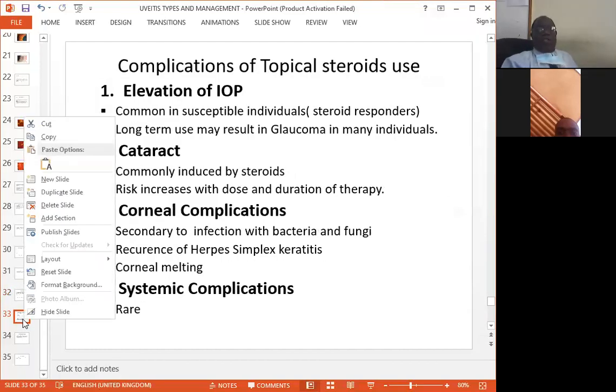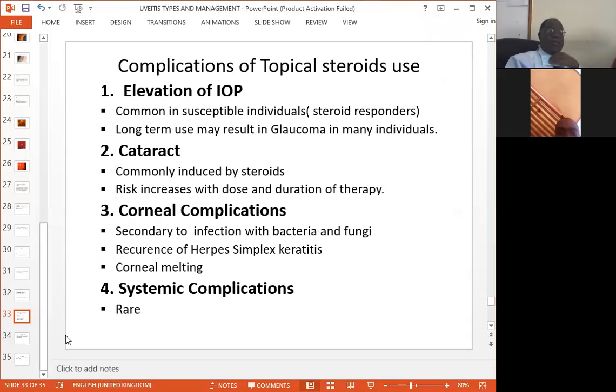Complications of topical steroid use. One is the elevation of intraocular pressure, commonly in susceptible individuals, those who are steroid responders. Long-term use may result in glaucoma in many individuals. So you can't be on steroid drops for long. You will find a lot of patients say this is the drug they use, but they don't know the side effects.